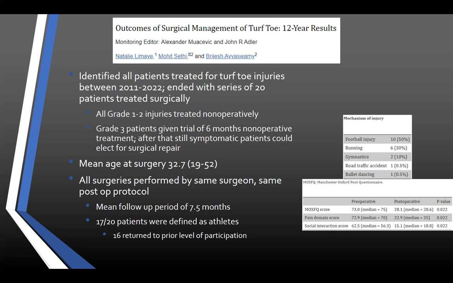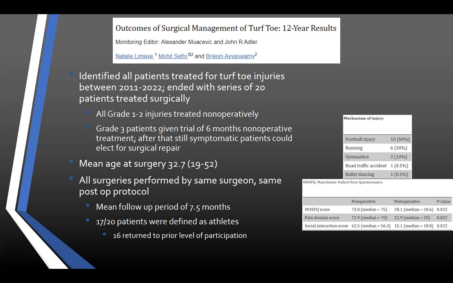So in this group of surgically treated patients, all of them, except for one, had sustained their injury from some form of sport, likely recreational, aside from the one patient who had a motorcycle accident. All of them returned to their prior level of activity or participation in the level of sport that they played. So overall, this result showed that the results after surgery were relatively favorable.